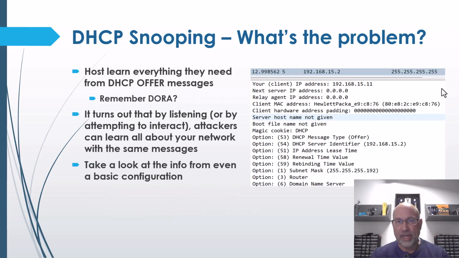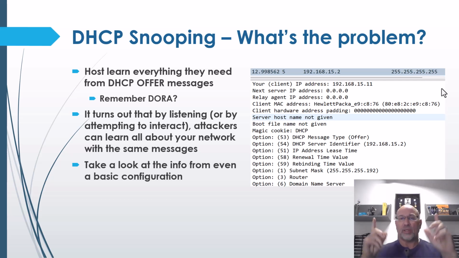So when we talk about DHCP snooping, right, this is a lot of extra effort. What's the real issue? What's the problem here? Well, a host will learn everything they need to know from a DHCP offer, which also means that if you're a host and you're in an unsecured, or I'll say unencrypted network, right, you're waiting for these offers. So you do the discover with DORA, then you're waiting for an offer to come in. Now, the offer actually has all the information for a particular network.